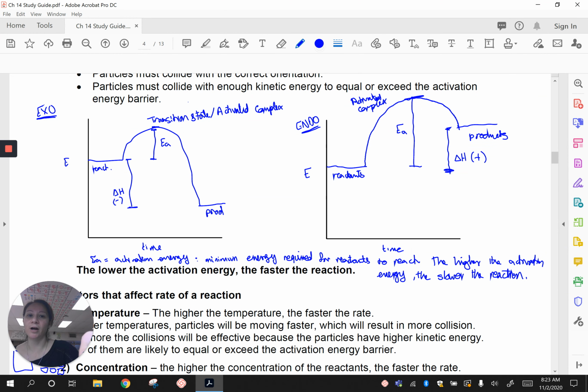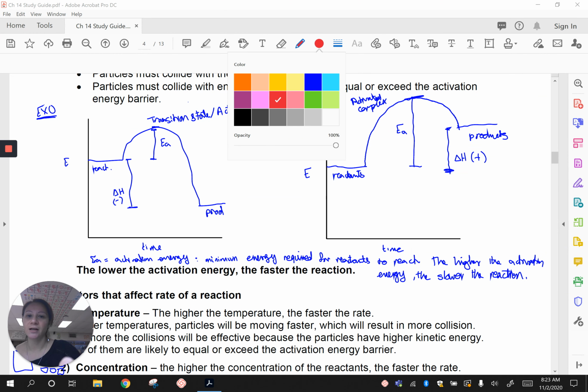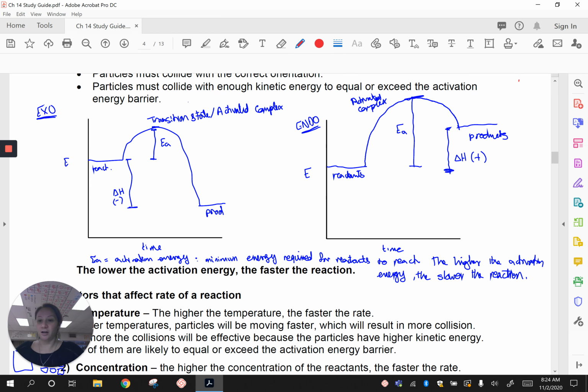What happens when you add a catalyst is that sometimes that changes the pathway of the reaction. So it changes what the transition state or activated complex looks like, and it makes it into something that is lower in energy. So now this is the new transition state with catalyst. And so now your energy diagram looks like this.